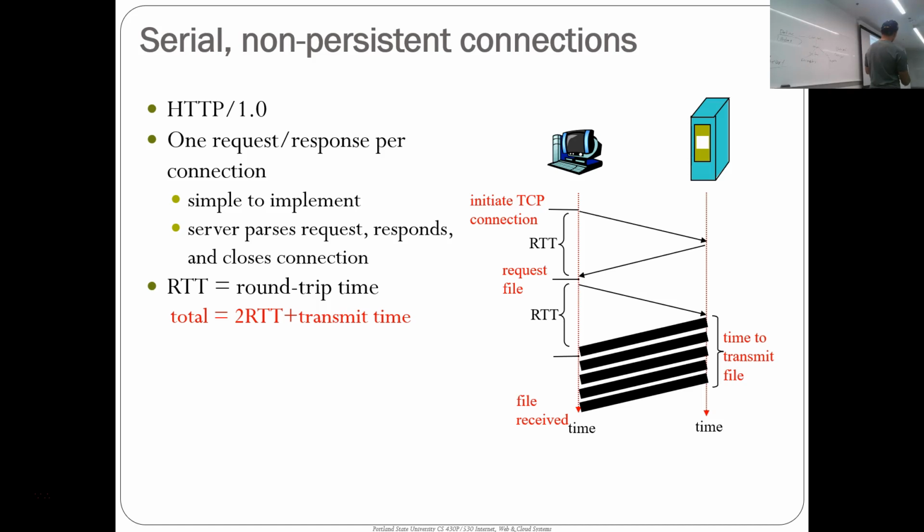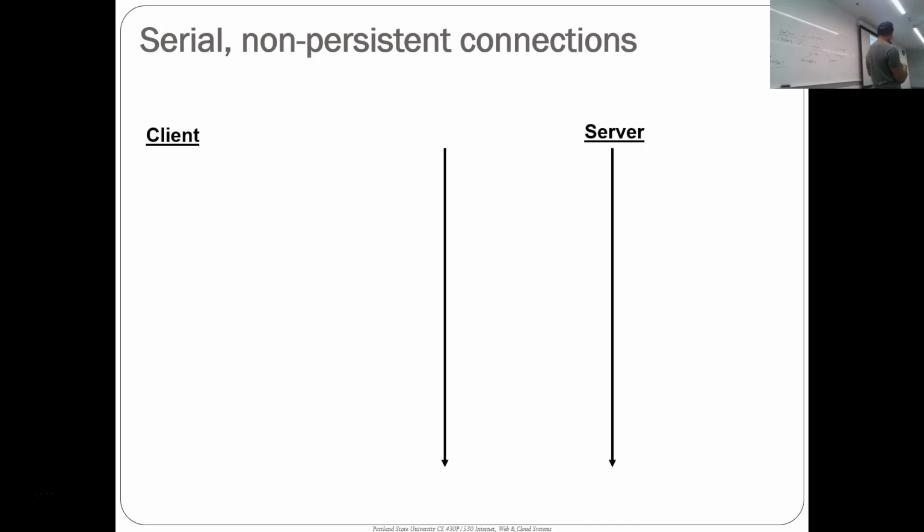So this is 2 round trip times, plus the time to actually transmit the file. That's a long delay. I would like that to be smaller, if possible. Moreover, if I've got a couple of these things, so I have a web page and it's got like 10 embedded images in it, all served by my server.